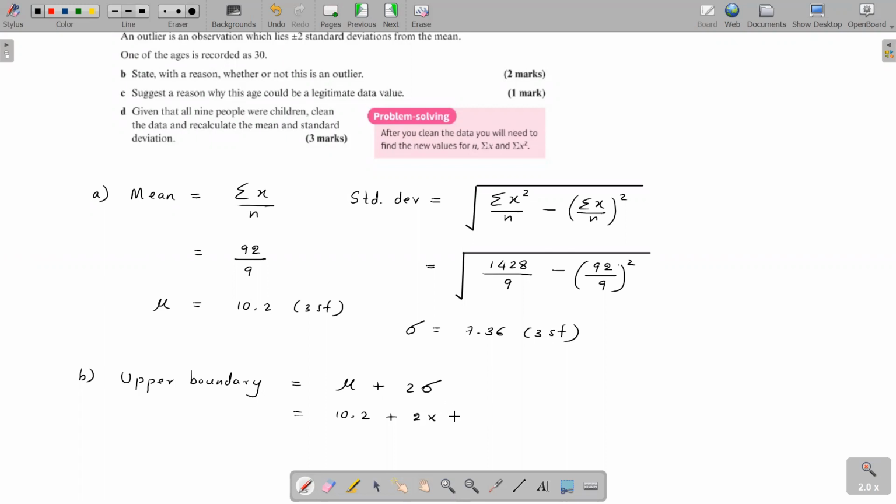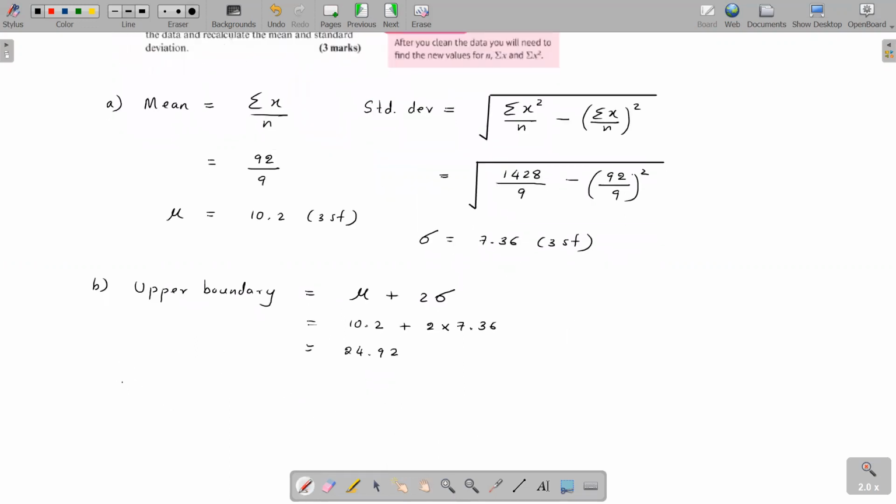So 10.2 plus 2 times sigma, which is 7.36. How much is it? 24.92. And the lower boundary for the outlier will be, from the mean, you subtract 2 sigma. So the mean is 10.2, you subtract 2 times sigma, which is 7.36. So you get a negative answer here, isn't it? Minus 4.5. So these are the outlier boundaries. All right, so the outlier boundaries are done.